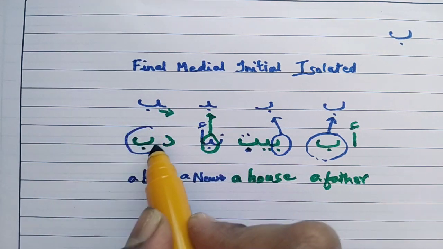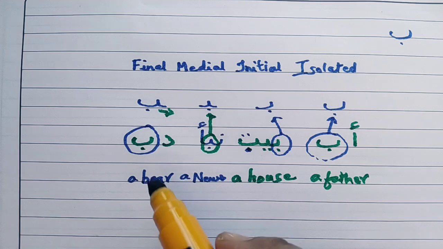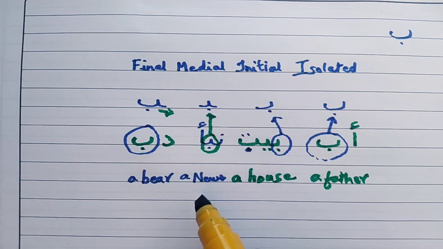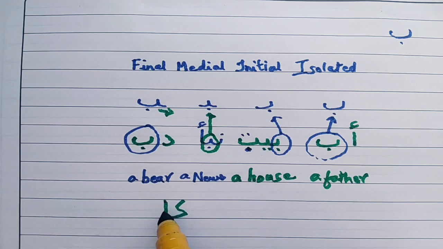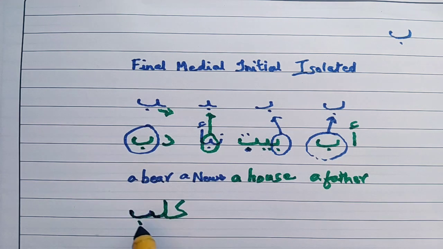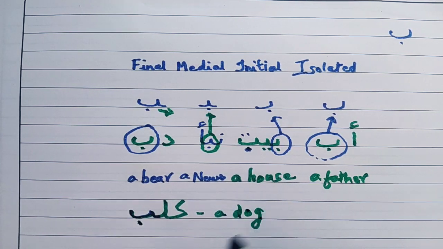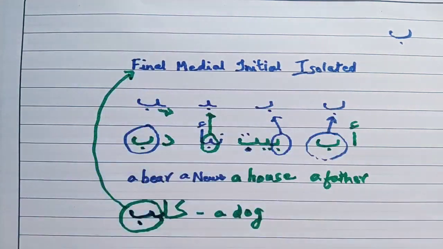So now this is an isolated form, but I have to show you one more example for final form. I'll take one more example. Kalbun. Kalbun is lam and ba. So here it's a final form. Kalbun means a dog. So here I showed you how to make a word in a final form. Kalbun.